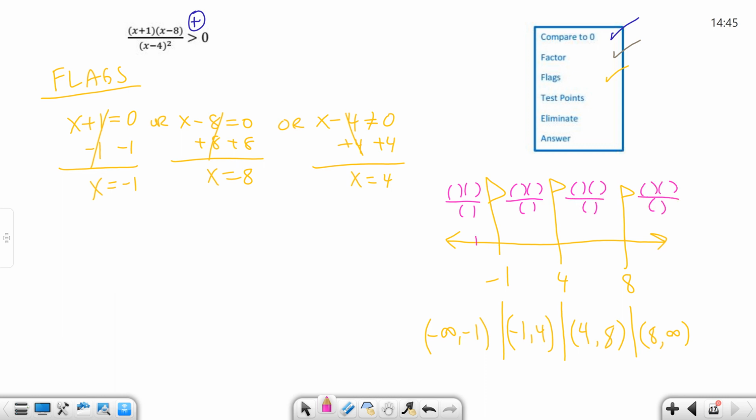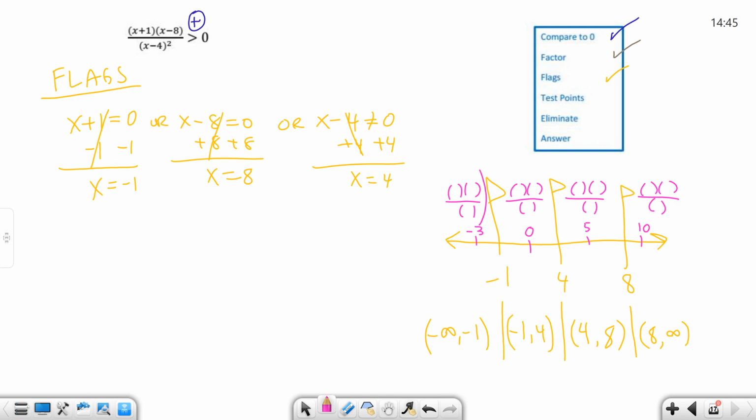So I'm plugging in some test points. I need to choose those. I didn't choose them yet. Something less than -1. How about -3? Something between -1 and +4, 0. Between 4 and 8. Okay, I want to pick 7, but I'll pick 5. And bigger than 8, I'll go with 10. You can pick 9 or 100 or 8.1.